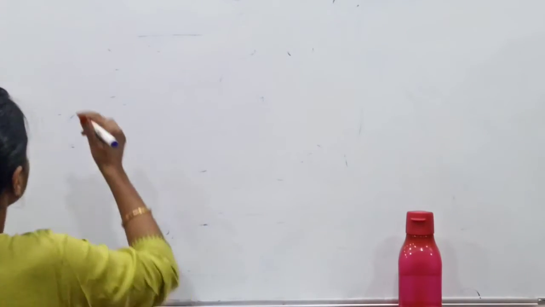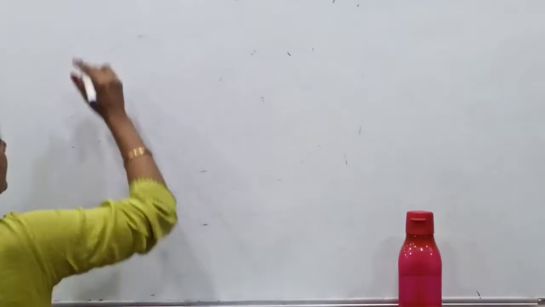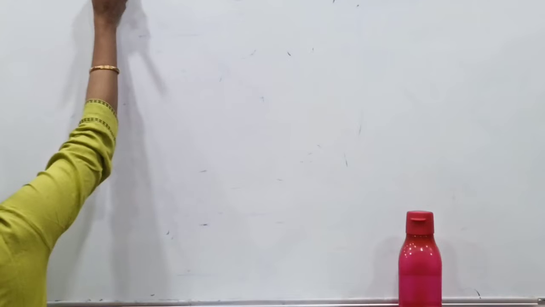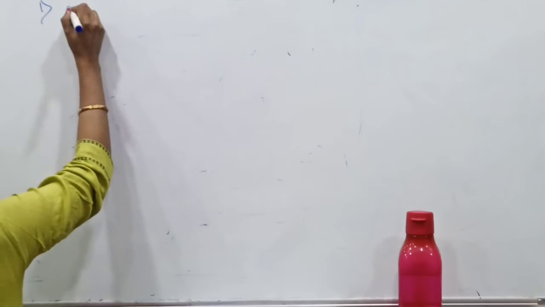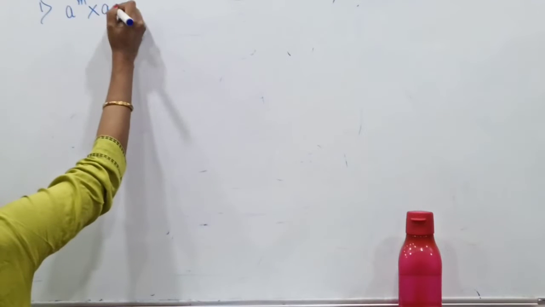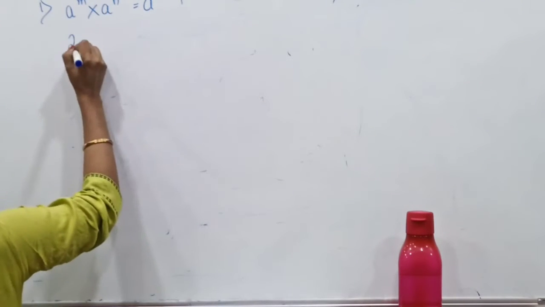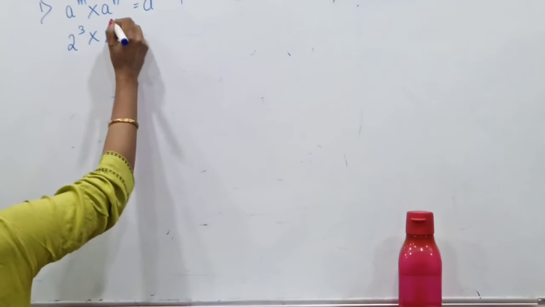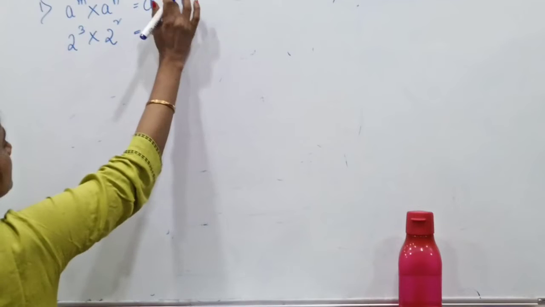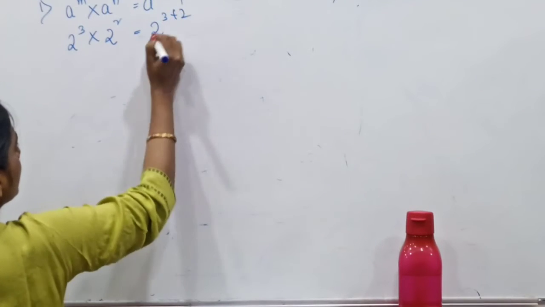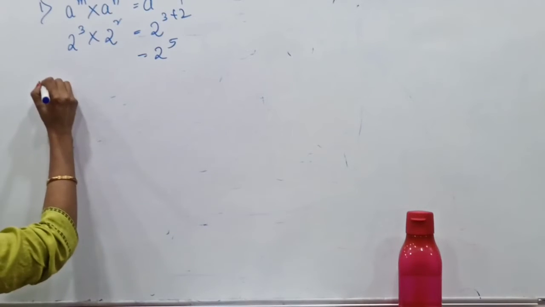The first rule, indices. Suppose a to the power m into a to the power n. It gives a to the power m plus n. Means suppose 2 cube into 2 square. So it will be 2 to the power 3 plus 2, that is 2 to the power 5. So it is plus. Is it clear?